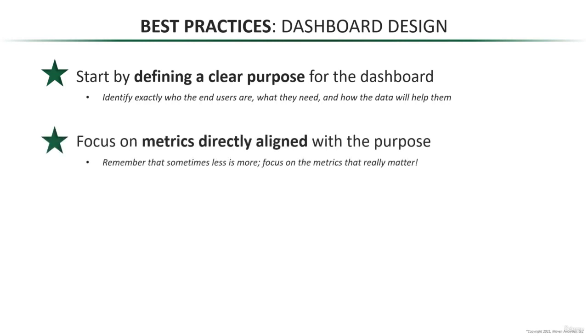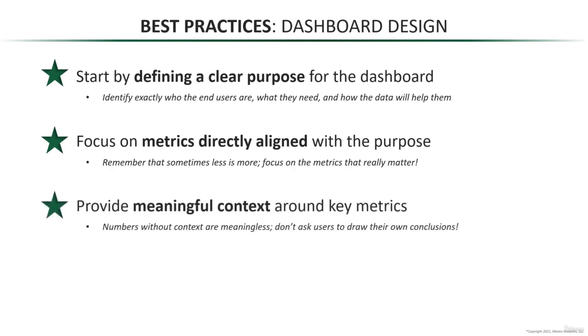Number 2, focus on metrics directly aligned with the purpose. Remember that sometimes less is more, and focus on the metrics that really matter. Number 3, provide meaningful context around key metrics. Remember, numbers without context are meaningless, and you don't want to ask your end users to draw their own conclusions.